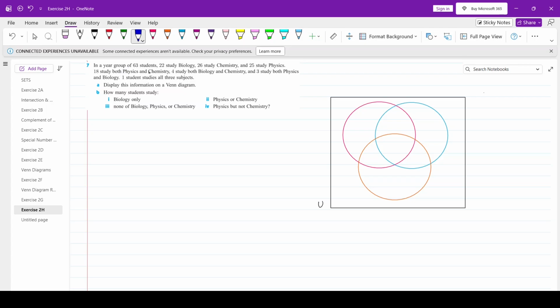In a year, a group of 63 students, that is, the number of elements in the universal set is 63. 22 study biology. So B. The number of students in biology is 22. 26 study chemistry. Therefore, this has to be chemistry, and the number of students in chemistry is 26. And 25 study physics. Let this set be for physics, and the number of students in physics is equal to 25.